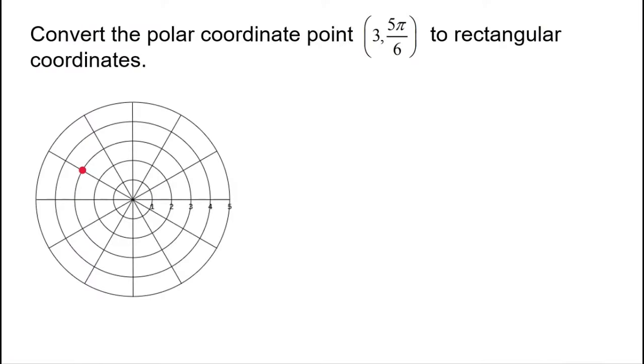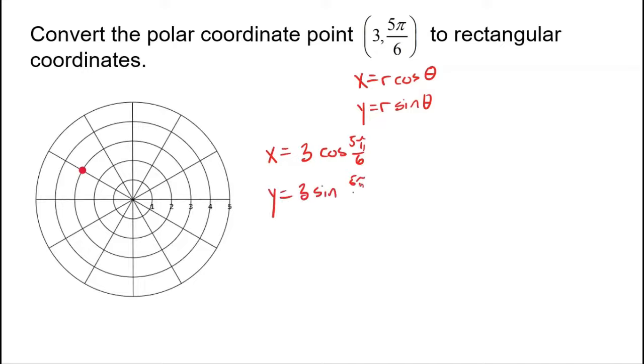In this example, we want to convert the polar coordinate point 3, 5 pi over 6 to rectangular coordinates. So first, in a polar coordinate grid, I have the point 3, 5 pi over 6 labeled. Okay, now the conversion here is pretty easy. x equals r times cosine of theta, and y equals r times sine of theta. So really not too difficult here at all. To find the x coordinate, I'm going to take 3, that's my r value, times cosine of 5 pi over 6. And to find the y value, I'm going to take 3 times sine of 5 pi over 6.